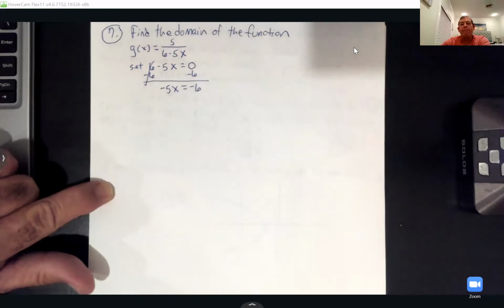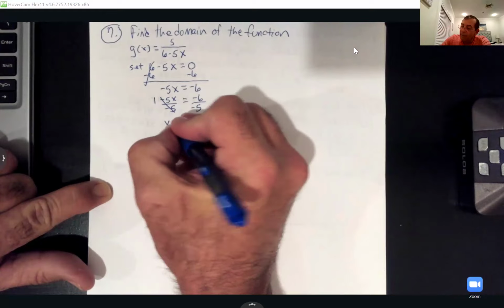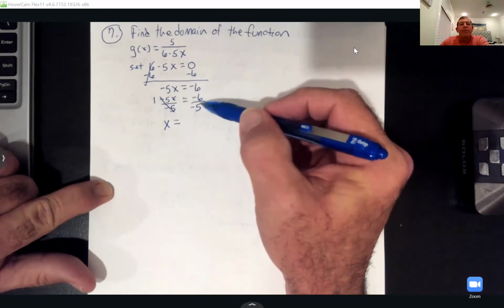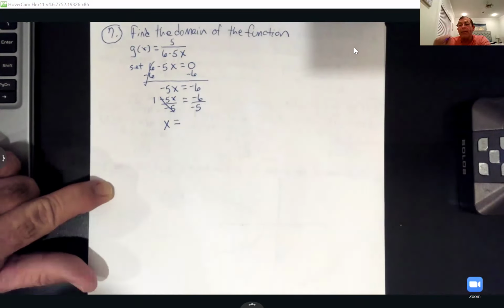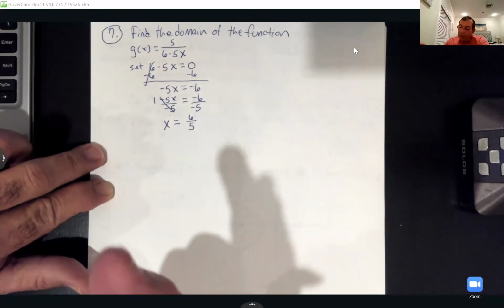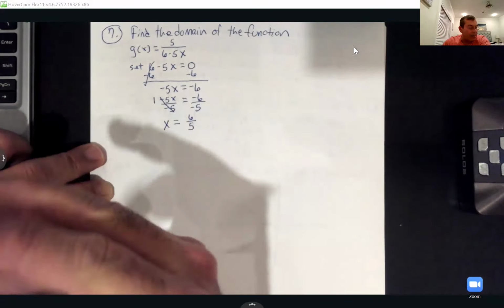So this side, negative 5 divided by negative 5 makes that a 1x. All right, so here a negative divided by negative will make this a positive. And nothing I can do to that. So that's just going to be a positive 6/5. So that means 6/5 is the only number I cannot put in for that x to get a real number output. It'll make it undefined.